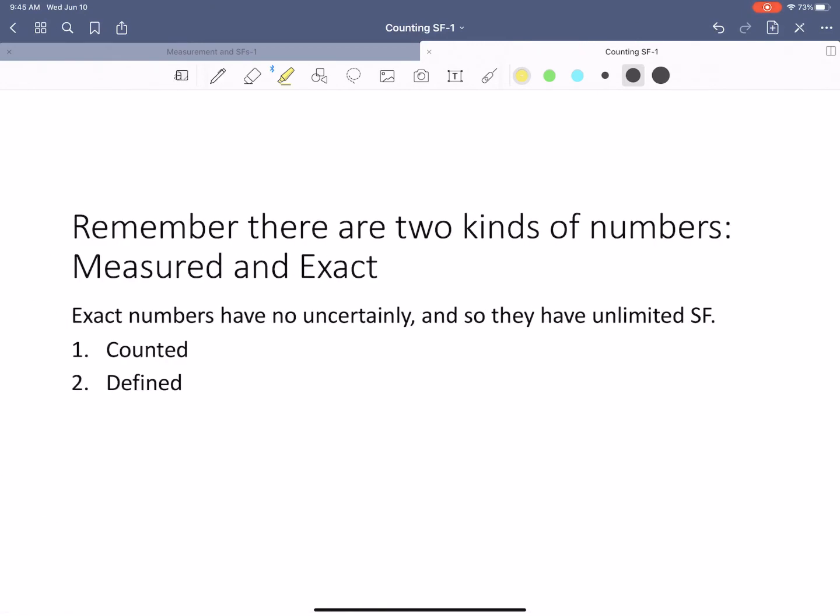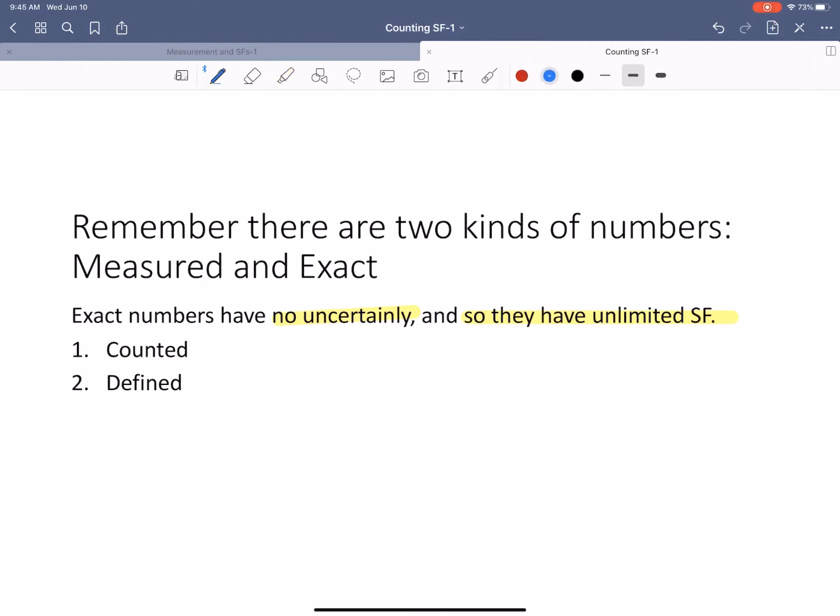So remember, there are two kinds of numbers, measured and exact. And so far, I've just been looking at measured numbers. But there are exact numbers, and exact numbers have no uncertainty. They're known exactly, so they have unlimited sig figs. They're not going to limit the number of sig figs when we add and subtract or multiply and divide.